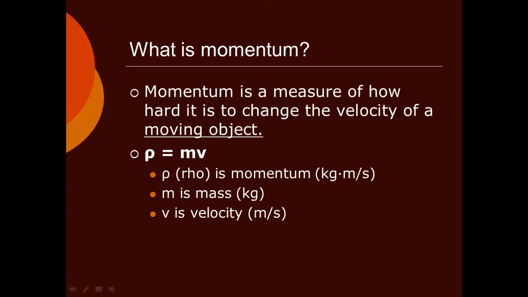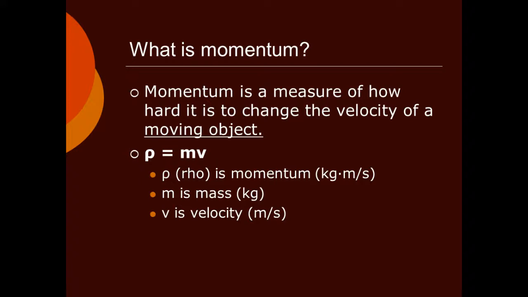The units for momentum we get directly from the equation itself. The equation is mass times velocity. Mass is in kilograms, and velocity is in meters per second. So the units for momentum are kilogram meters per second. So it's not a very hard concept.